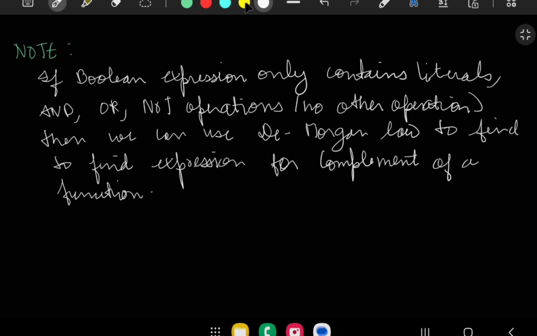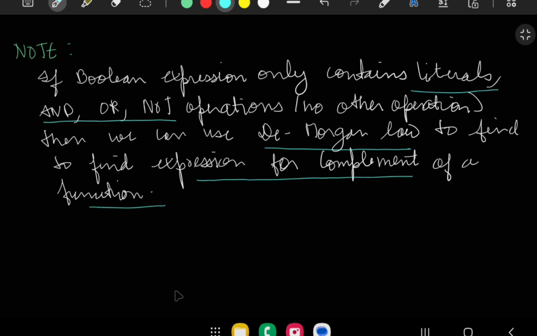So note this thing. If you want to use De Morgan's law, then your expression should have only these things: literals and or not operations. You know what is a literal? A comma a bar, right? Variable comma variable complement. And or not operation, no other operation, like XOR or XNOR. Then only you can use De Morgan's laws to find the expression for the complement of a function.